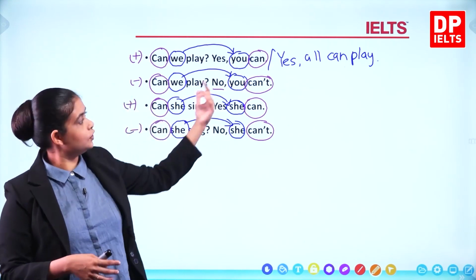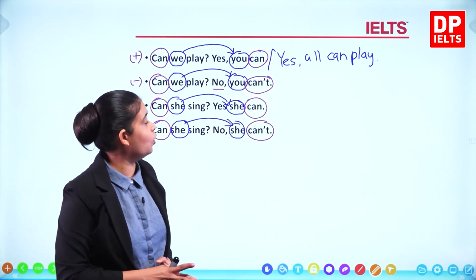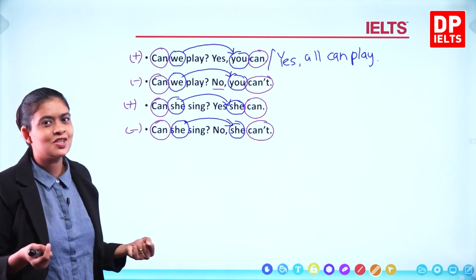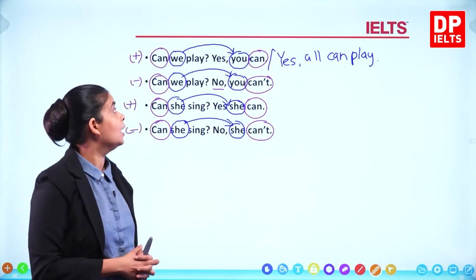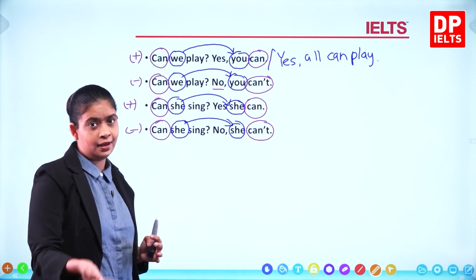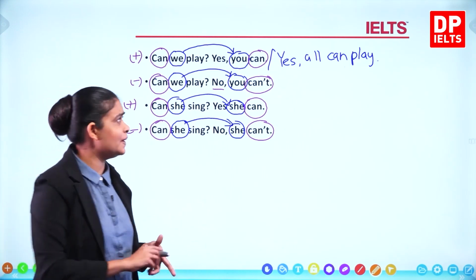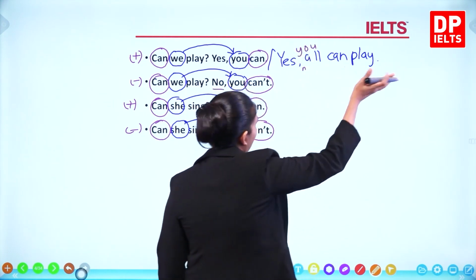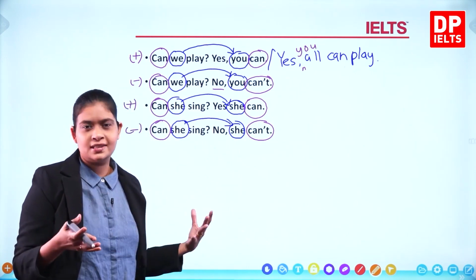Or you can even have a completely different structure and say, yes, all can play, or yes, you all can play. You can have different versions of answers in English. I don't want to complicate things, but all of those responses are correct. Can we play? Yes, you all can play. Or you can say, yes, all can play. Okay. So it depends. Here you can even say, yes, you all can play. So it depends on the sentence, okay, and different answers can be given.